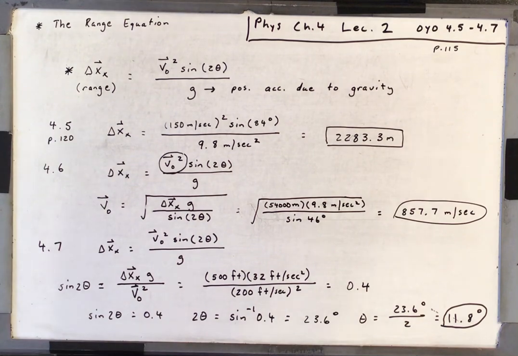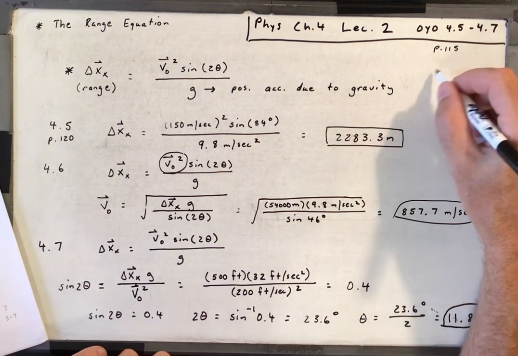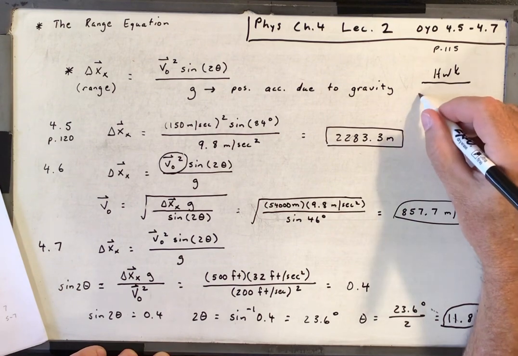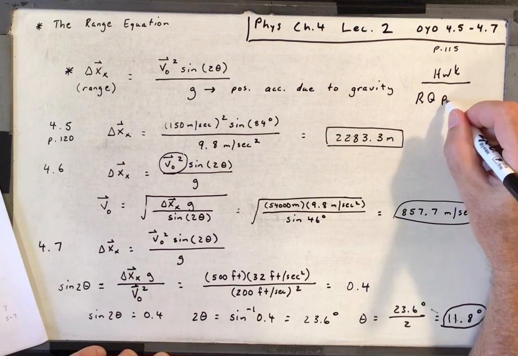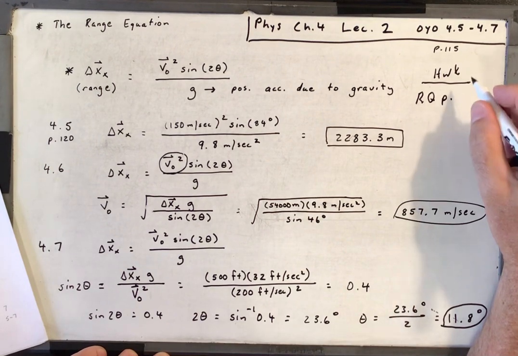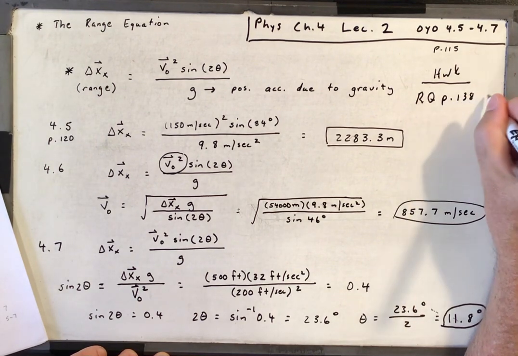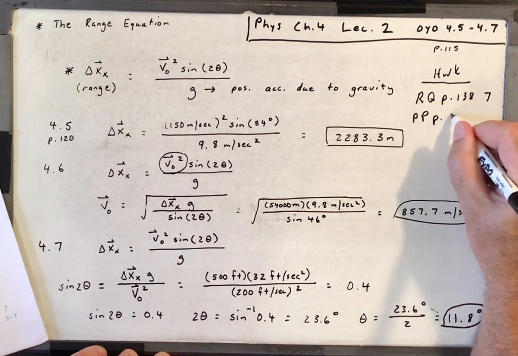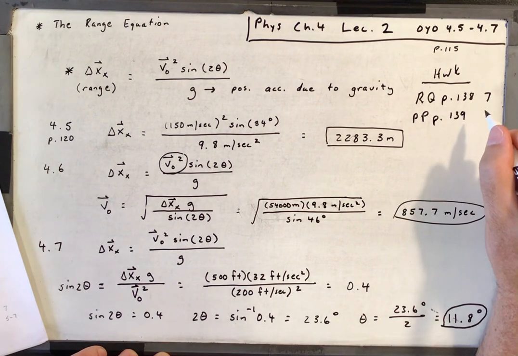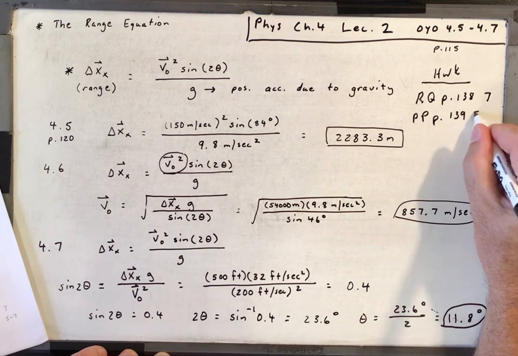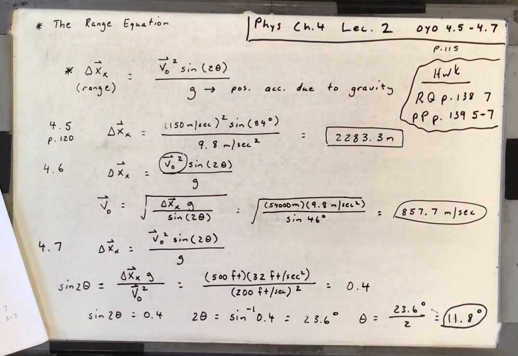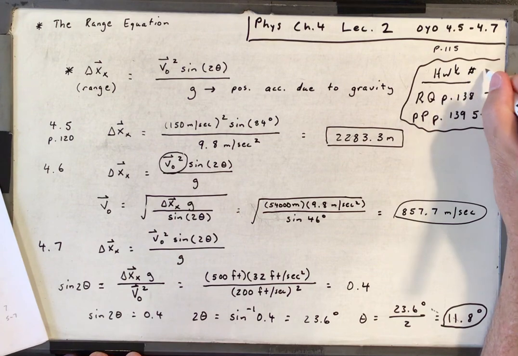All right, so our homework is pretty short for this section. So I'm just going to stuff it right over here in this corner. It's review question, page 138. You can do number 7. And then practice problem, page 139. There's 3 of them that you can do, 5 through 7. All right, so that'll be homework number 2.